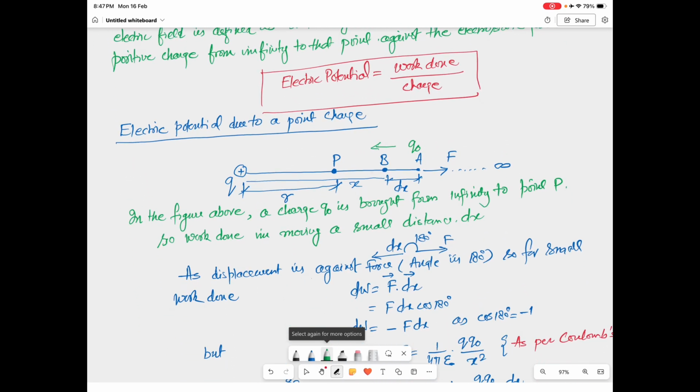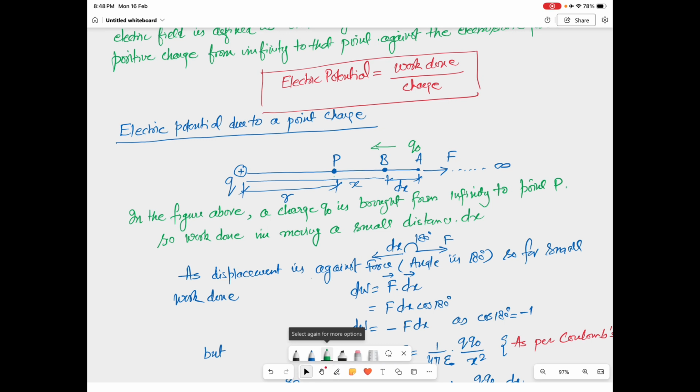Now electric potential due to a point charge. Now here again I am drawing the same type of figure. There is a plus charge Q and at a distance R there is a point P. So in this we will try to find out what is the electric potential at a point P.